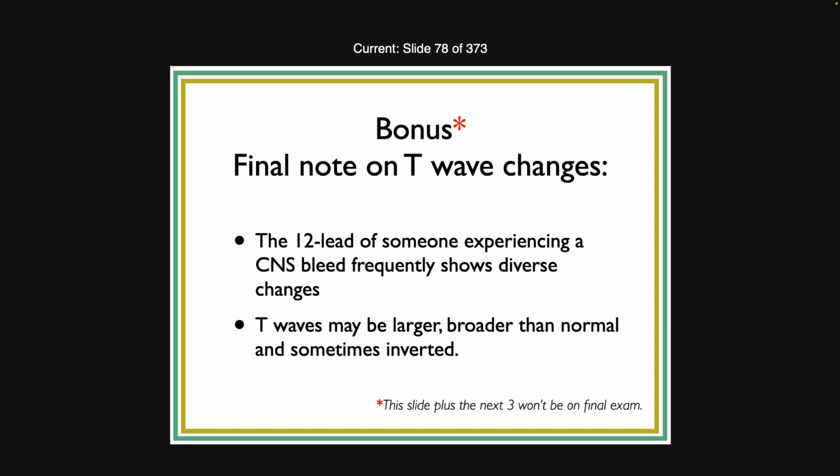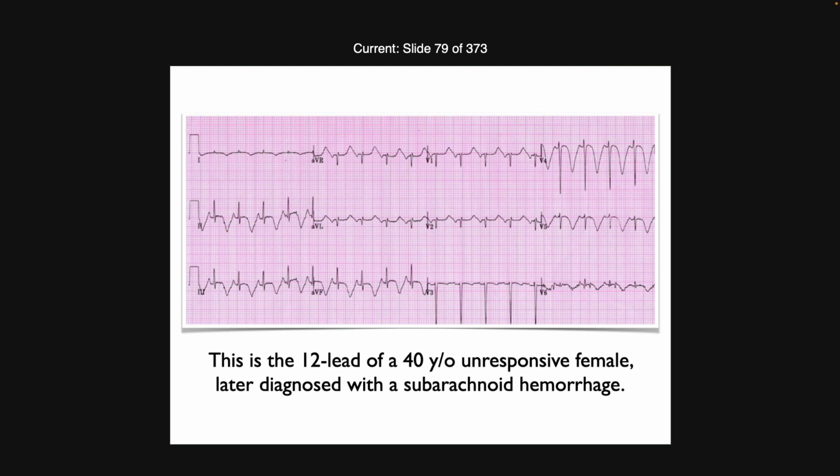Somebody experiencing increased intracranial pressure for whatever reason frequently shows really diverse ECG changes. One of the changes that may occur is the T waves can be larger, broader, and sometimes inverted. So I'm just going to show you some examples. Now, generally, these are people who are unresponsive, so you may or may not do a 12 lead on them.